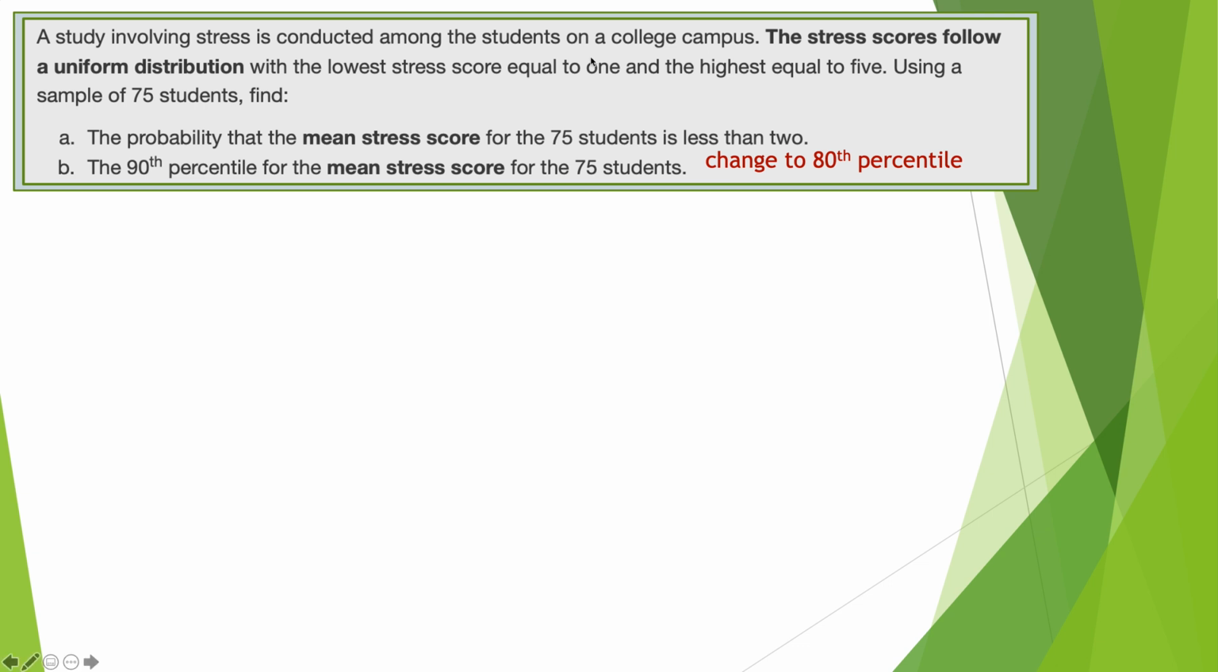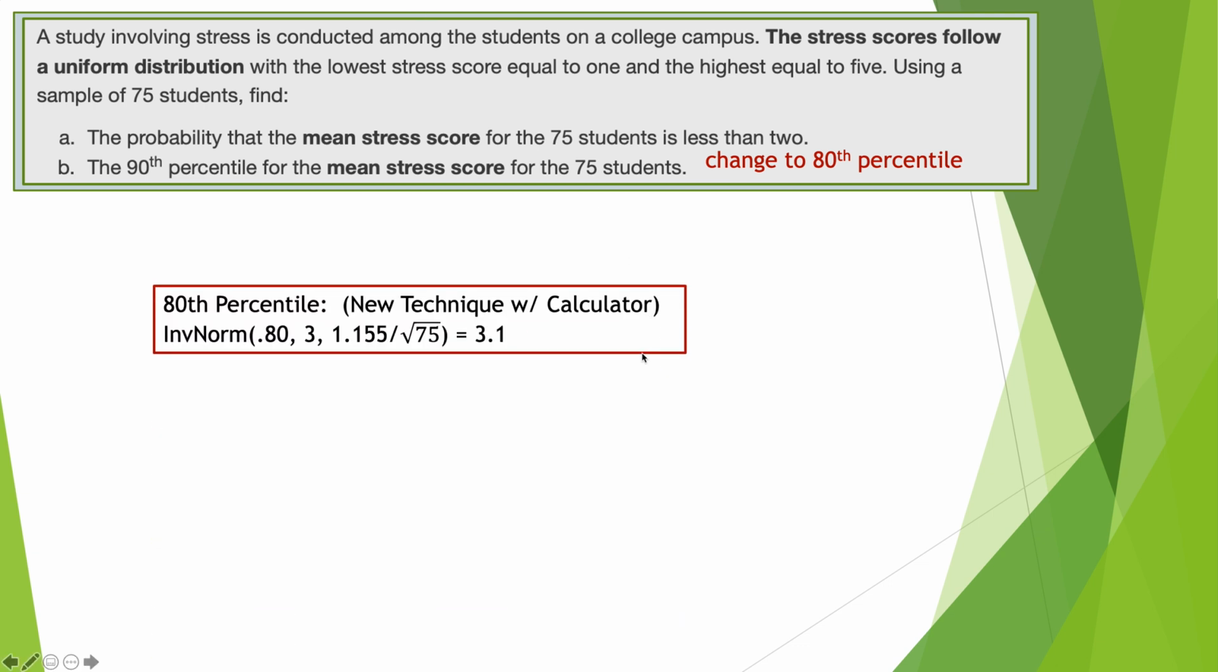Okay, now I go to the 80th percentile on my calculator, inverse norm, which is again second vars, inverse norm, 0.80, because this time I want the 80th percentile. The mean is 3, same exact thing for the sampling error, 1.155 divided by the square root of n, in this case n is 75, and it tells you 3.1.